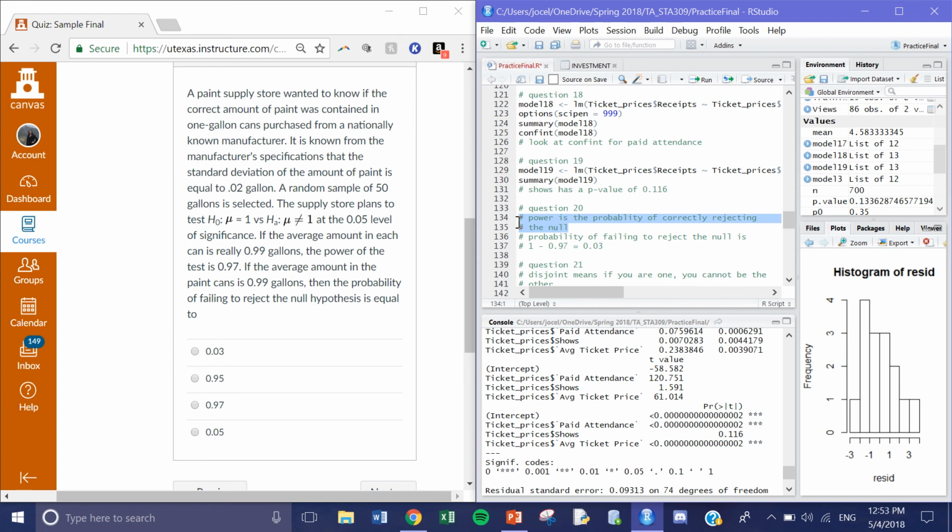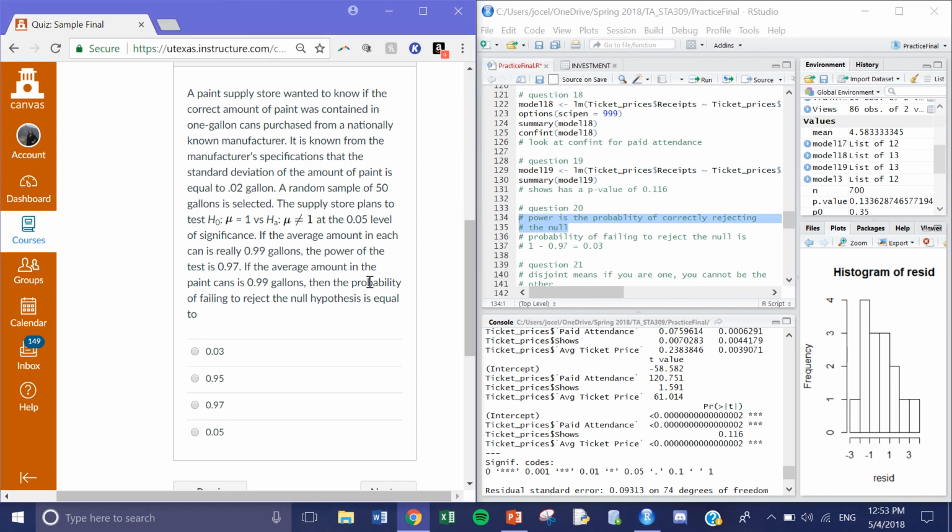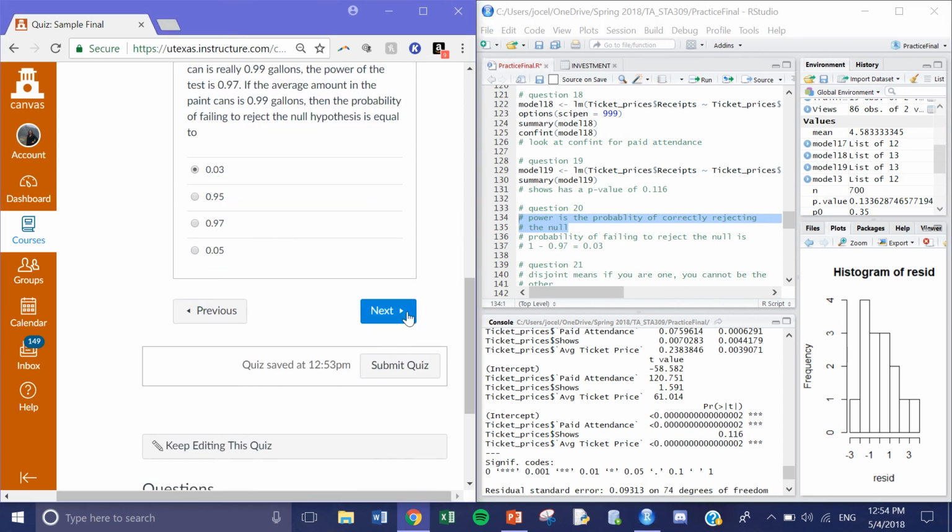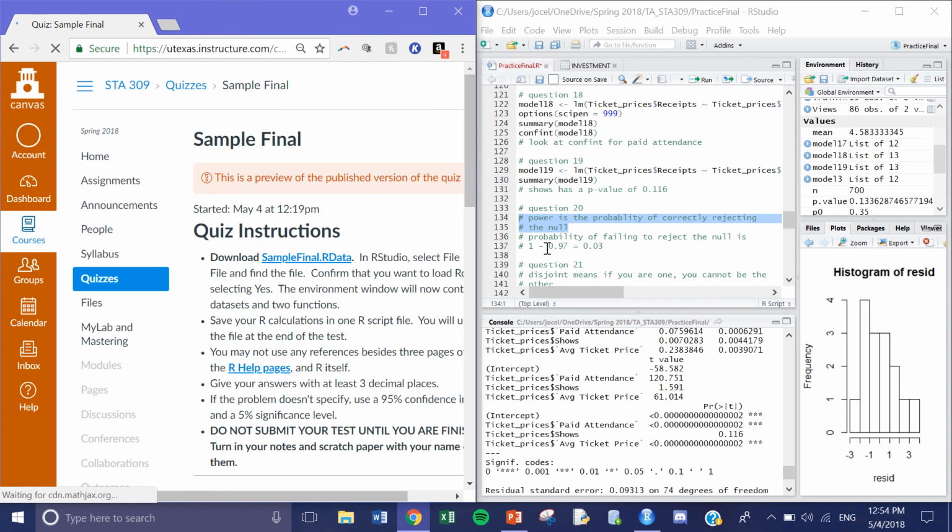This question is asking about the probability of failing to reject the null, which is the opposite of power. So the key thing to note is the probability of failing to reject the null is 1 minus the power, which is 1 minus 0.97. So the probability of failing to reject the null is 0.03. So it's just knowing that definition of power.